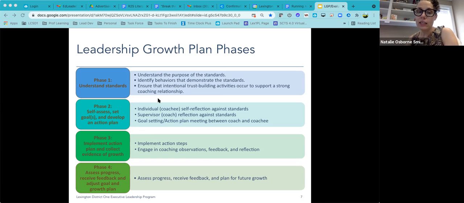In phase 3, it's implementation time. And while you are digging into the work, your coach will be observing you and giving you feedback based on the competencies. Finally, in phase 4, you will assess your progress and receive feedback again from your coach, which will help you to plan for future growth. This leadership growth plan process is cyclical and will push you to consider both your areas of strength and growth. Be sure to use these phases to really push yourself in your work and take advantage of the feedback you receive along the way to improve your leadership practice.